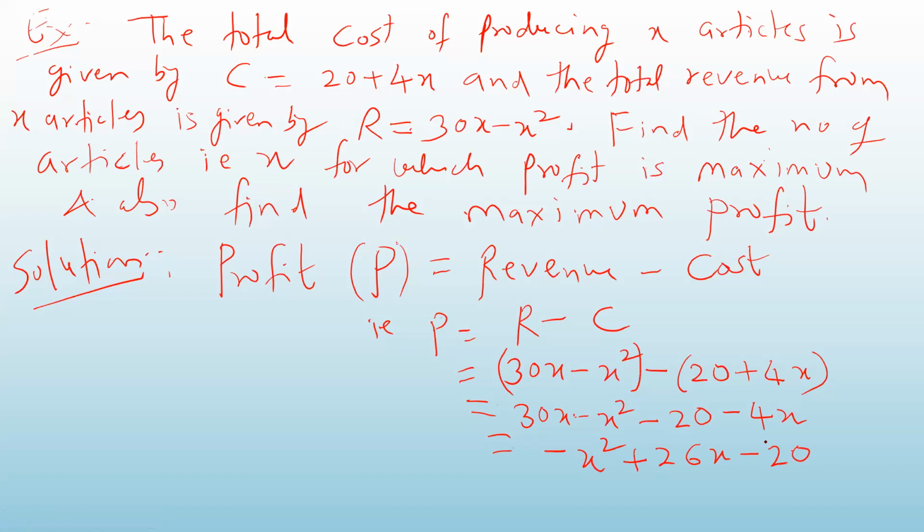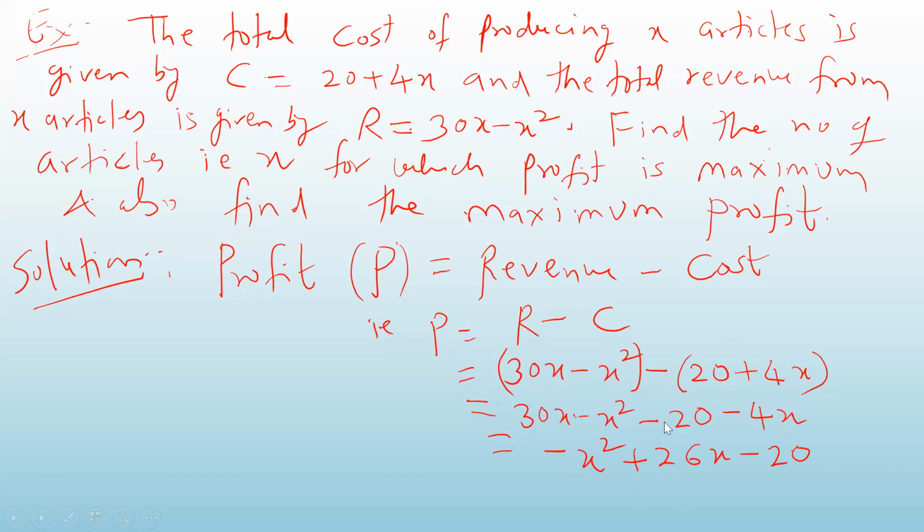See, in algebra or in mathematics, you add or subtract like terms. Like terms means x will be added and subtracted with x only. You cannot add 30x and x squared together and write 31 or 29x squared. This x term will go along with x term only. So 30x minus 4x will give you 26x.